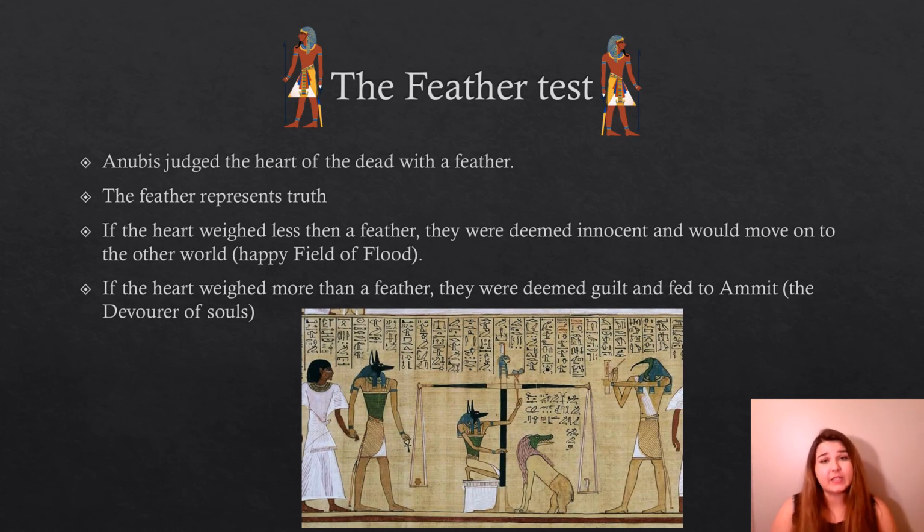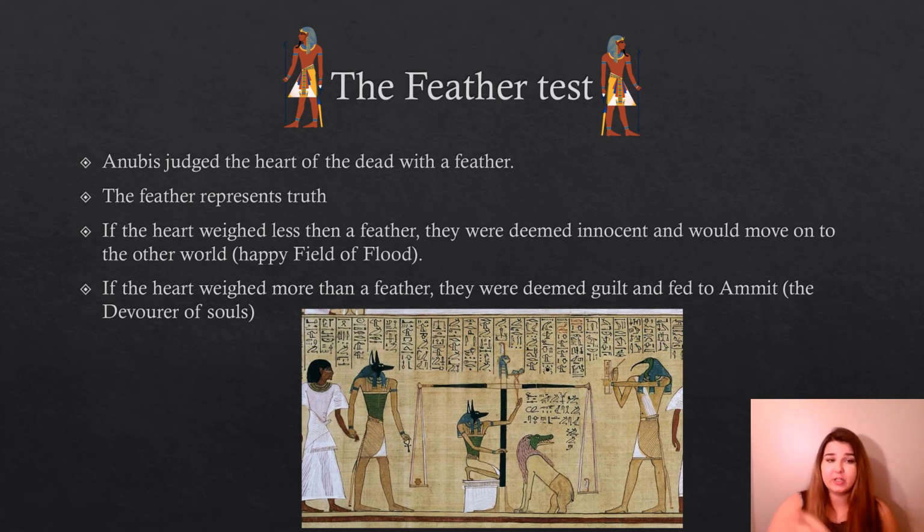So the final test to determine whether or not you made it to the afterlife was considered the feather test. The feather test was administered by Anubis. Anubis would take the heart. Remember, the heart was left inside the body during the mummification process. They would take the heart and measure it against the weight of a feather. The feather represented truth and honesty.